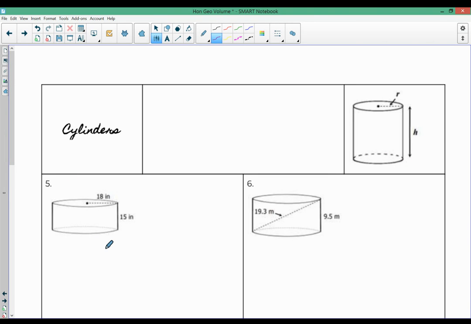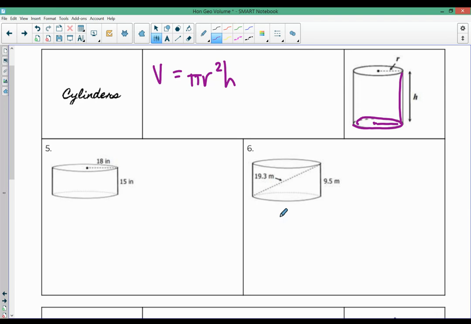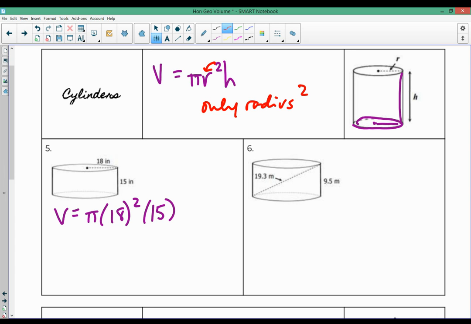Moving on to cylinders, the formula that we're going to use is pi r squared, that's the area of the base. So it's really similar. It's all kind of like the area of the base times, again, the height. Okay, so this first one's a little bit more straightforward. We have pi times the radius squared times the height. We're only squaring the radius.